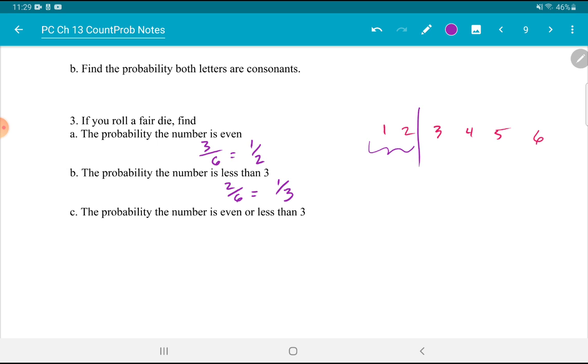The probability the number is even or less than 3. Okay, so now we're dealing with two events rather. We can say that the number is even, maybe we can classify that as event A, or the number is less than 3, let's call that event B. Now, if we call the events A and B, then you can actually relate this to something that we have seen in the past, not too long ago actually.